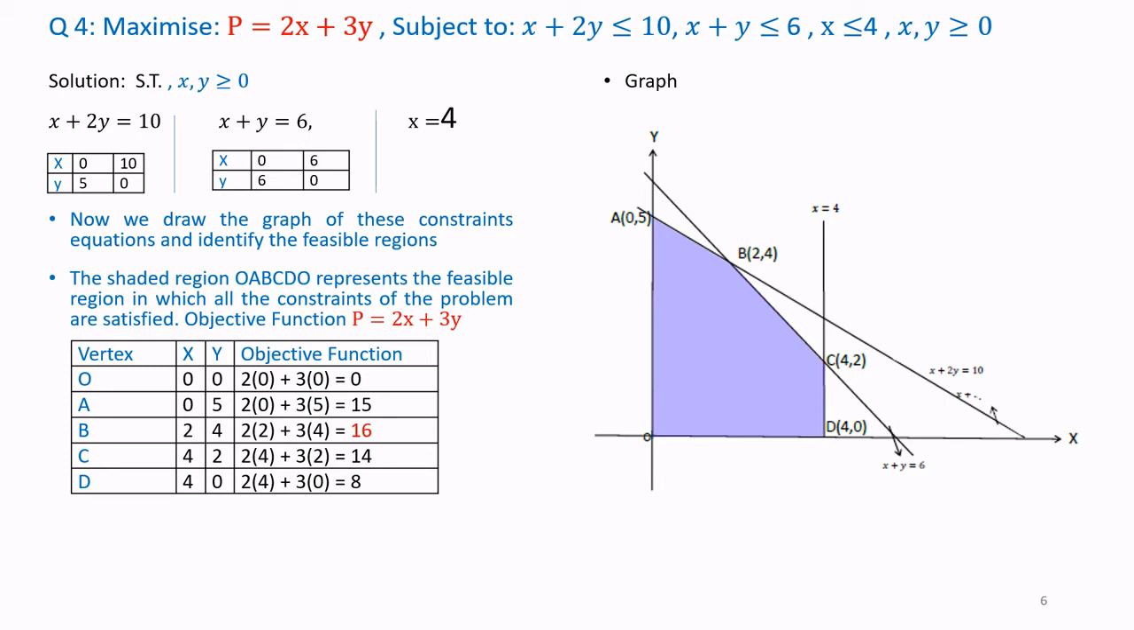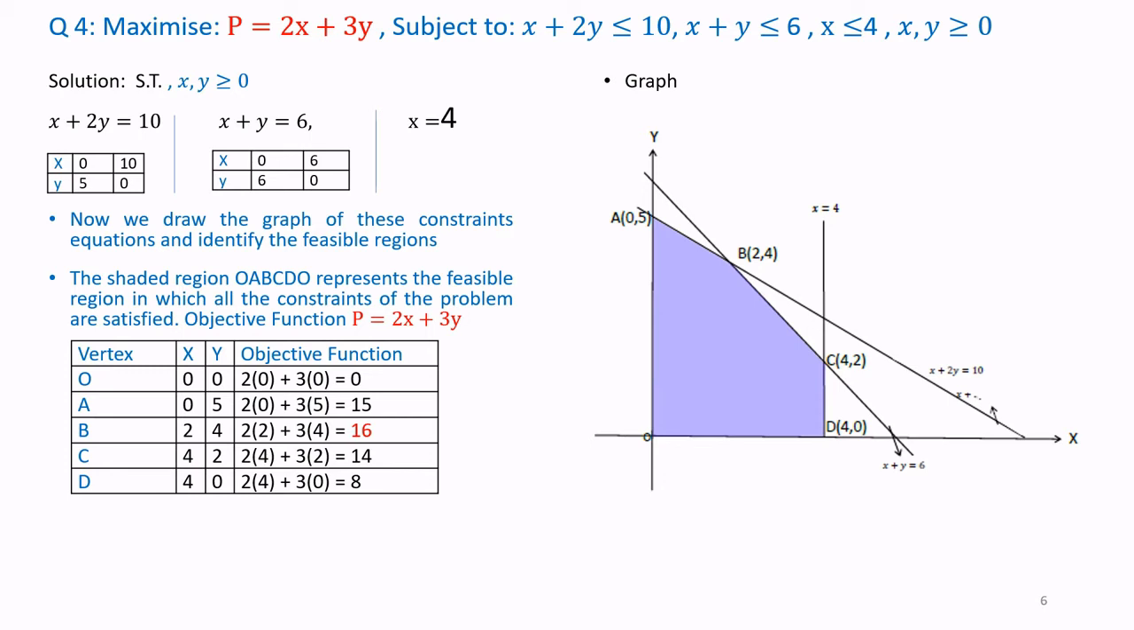Now we will take the origin. At the origin, we know x is equal to 0 and y is equal to 0. Therefore, the objective function is 2 into 0 plus 3 into 0, which is equal to 0. The next point is A, which is 0 and 5. When you put x is equal to 0 and y is equal to 5 in this equation, we get 2 into 0 is 0 plus 3 into 5 is 15. Hence, the value of P is 15.